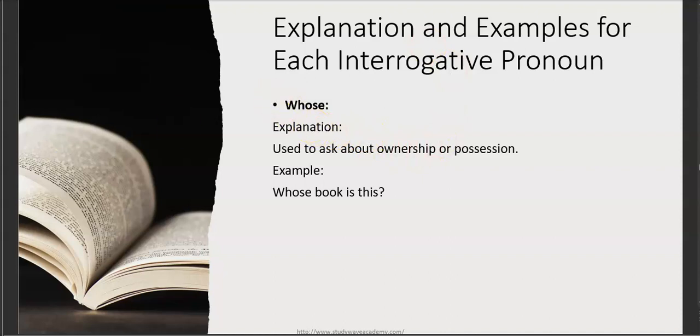Then we have next whose. Whose is used to ask about ownership or possession. So when you want to know who owns something, you will use whose to ask that question. For example, whose book is this? You want to know who owns the book or who possesses the book, okay? So whose is used to ask about ownership or possession.